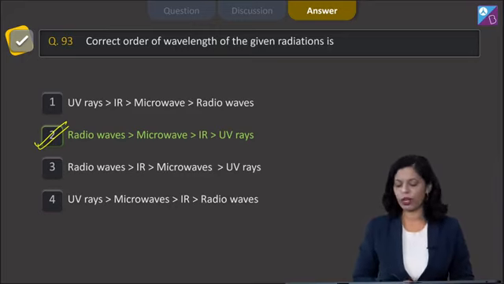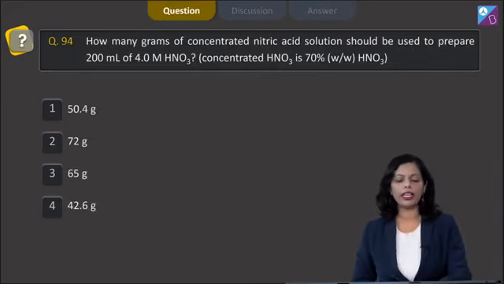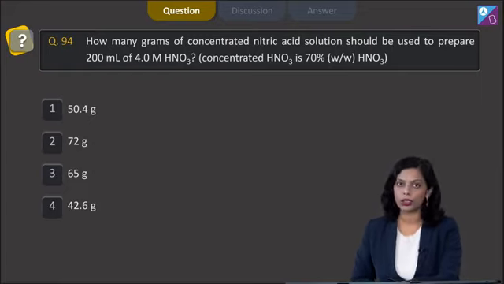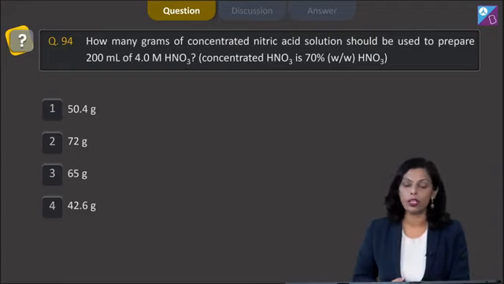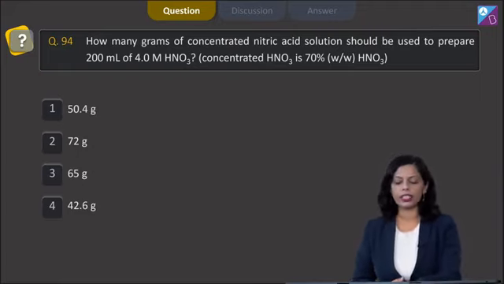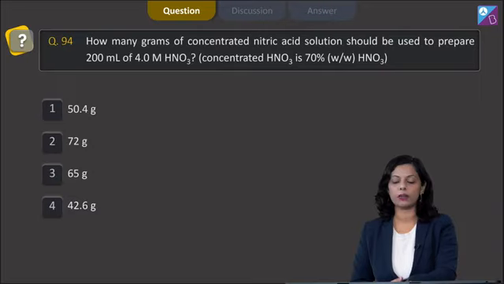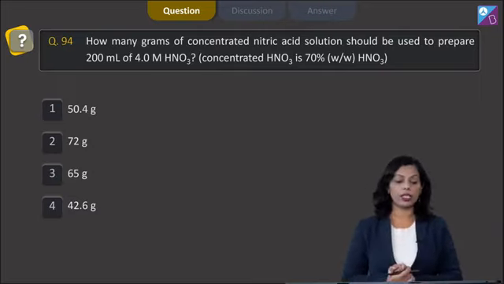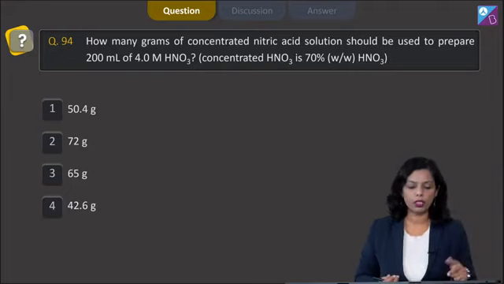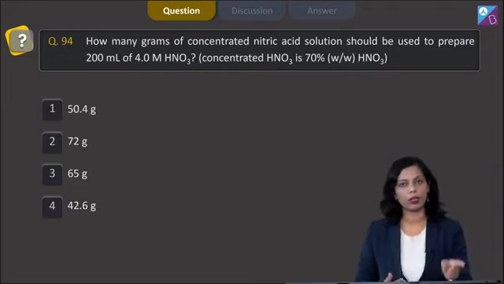Question number 94 I have here. How many grams of concentrated nitric acid solution should be used to prepare 200 ml of 4 molar HNO3? Concentrated HNO3 is 70% pure. So basically in this question, two things you need to do. First, with the help of molarity and the volume, find out the moles.